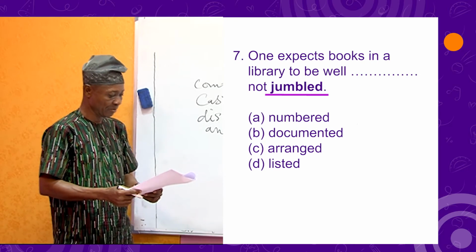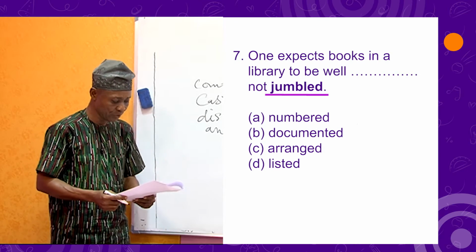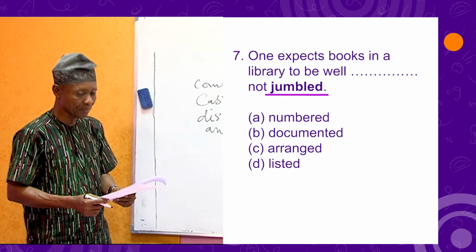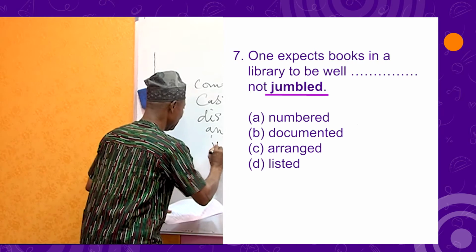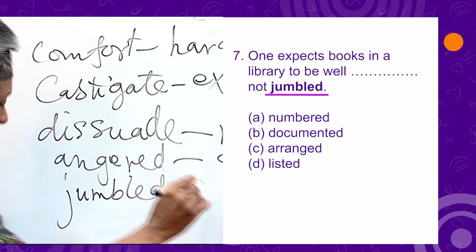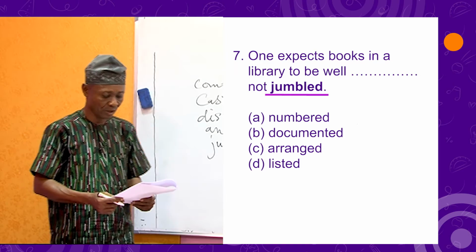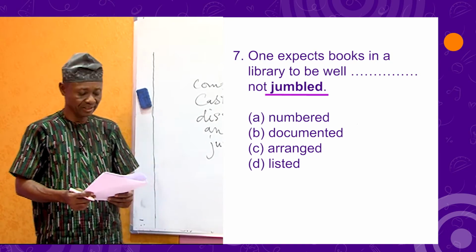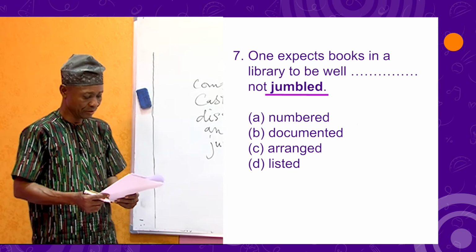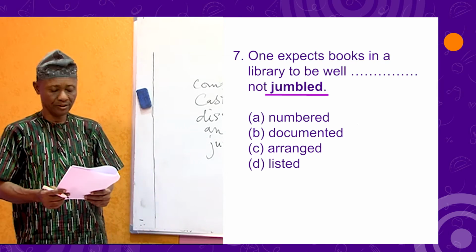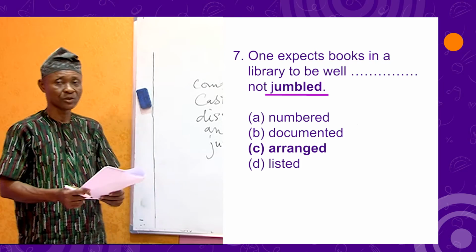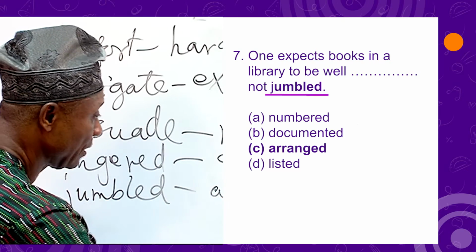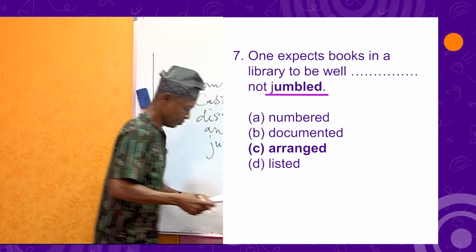You go to question number 7. One expects books in a library to be well dashed, not jumbled. Jumbled as a word is underlined in this sentence. And we have the following options. A, numbered. B, documented. C, arranged. And D, listed. Arranged, which is option C, is the appropriate answer to the question.